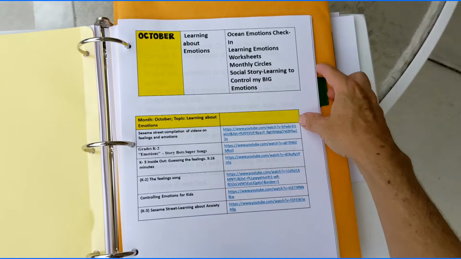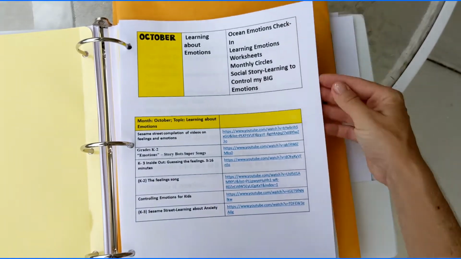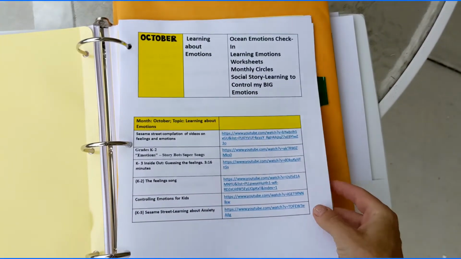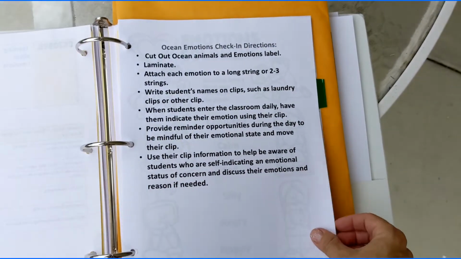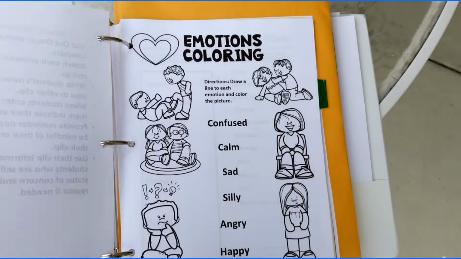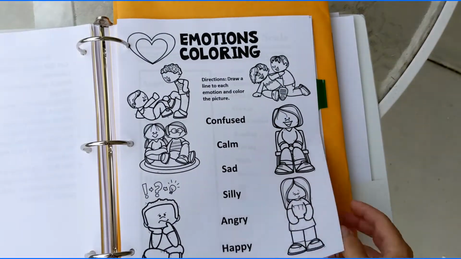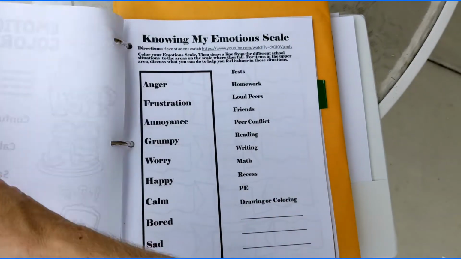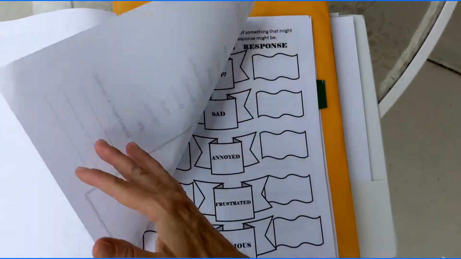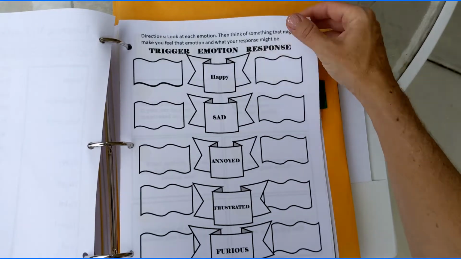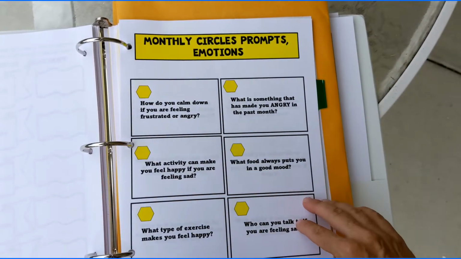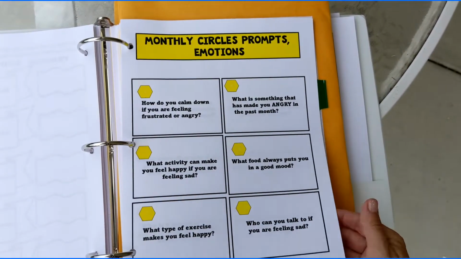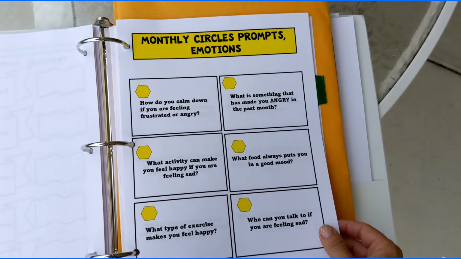So as I said, October is about learning about emotions. So there's a few different activities in here. There's the list of videos. There are some worksheets about matching the picture to the emotion. A few other worksheets that are a little bit more for the second graders. And in this circles month, the students are learning about emotions.